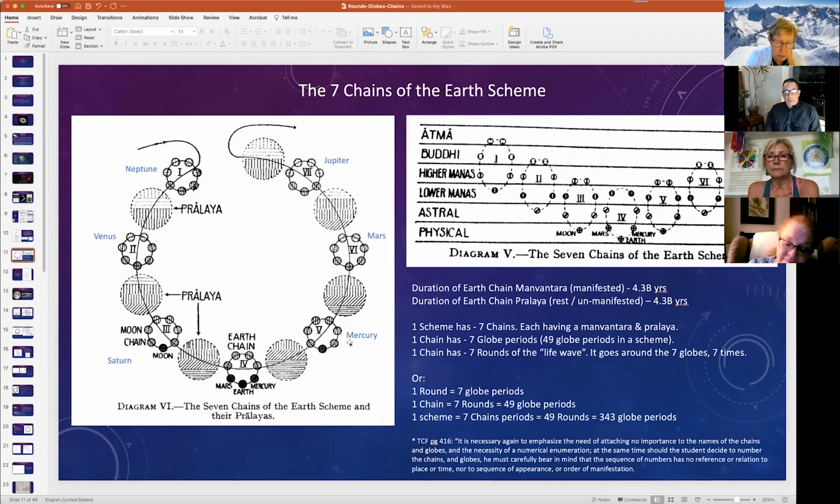And which, in the Powell books and in the theosophical literature, they get wrong. And the Mercury chain is called Mercury in all the books, but they also get that wrong. So you have to take all that stuff with a grain of salt.